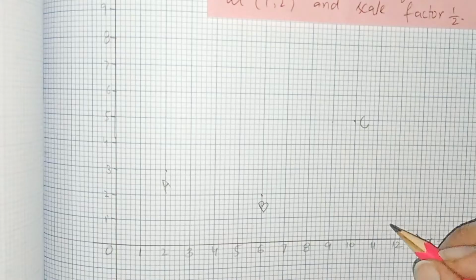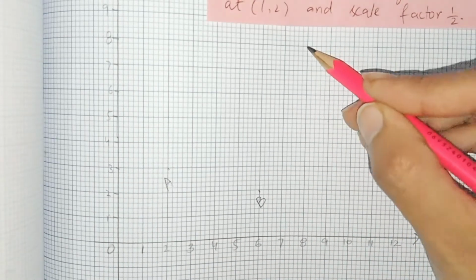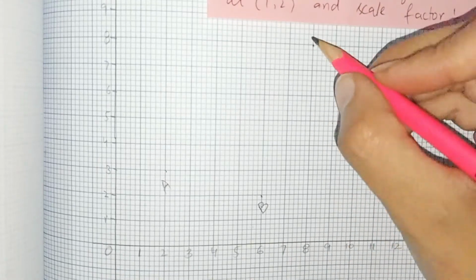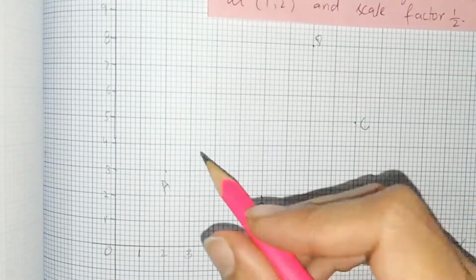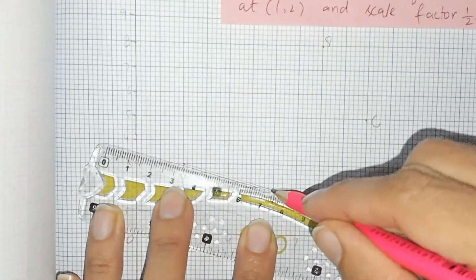And point D is (8, 8) along the x and y axes, both are 8 and 8. This is 8 and along this is 8. Now we have to join these points and make the quadrilateral.